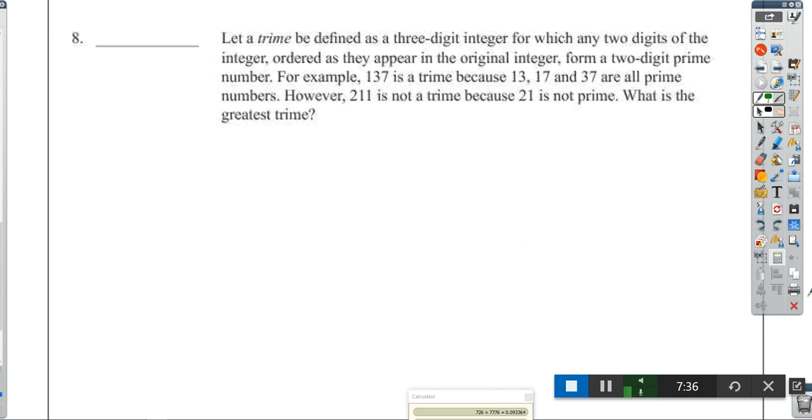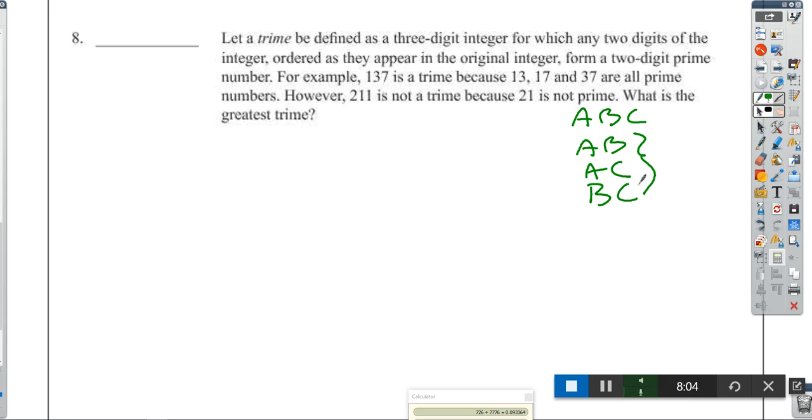All right, finally, the last problem. Let a prime be defined as a 3-digit integer. So we have A, B, C, where AB is prime, AC is prime, and BC is prime. So really I'm looking for prime numbers. And I'm looking for 2-digit prime numbers, and I want the largest possible 2-digit prime numbers. So I'm going to start backwards.